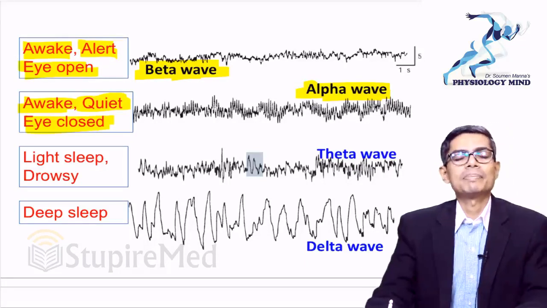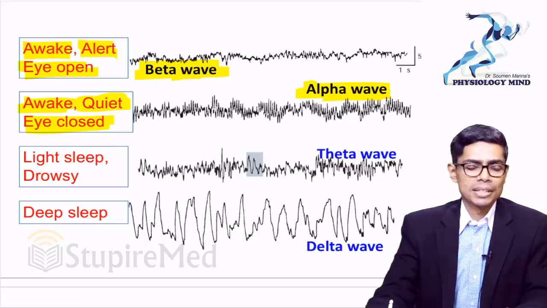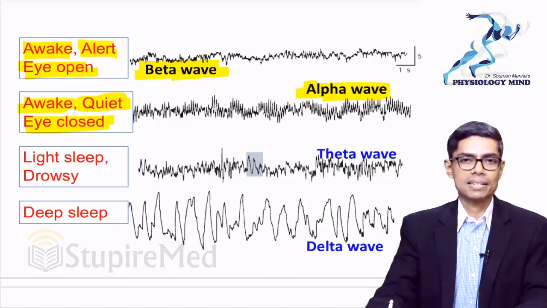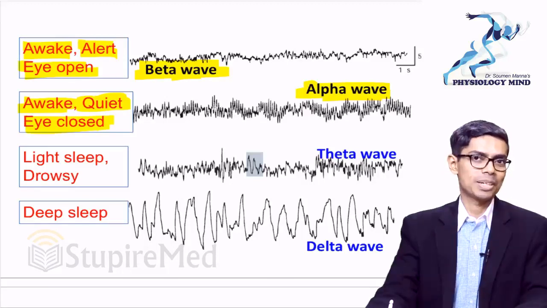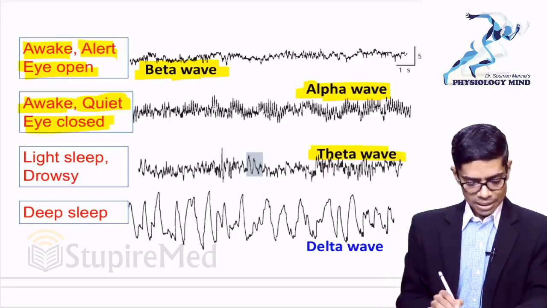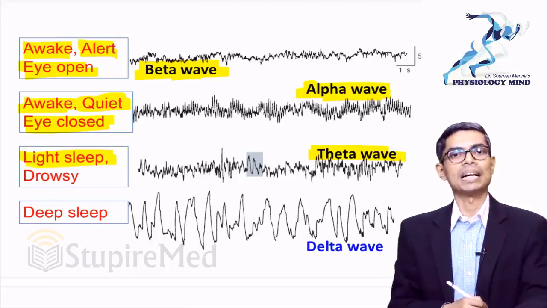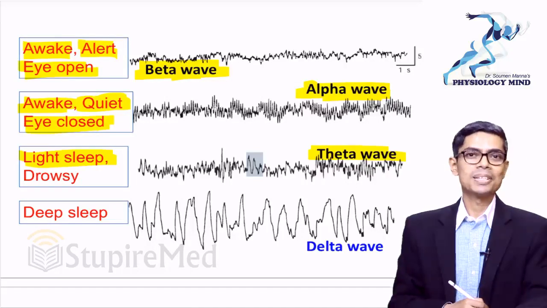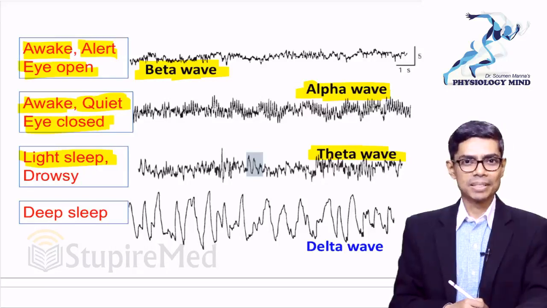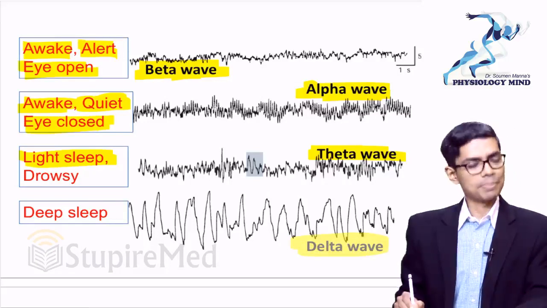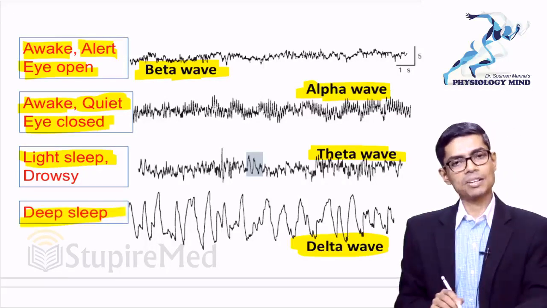Then after some time, your mind is wandering. Now you are feeling drowsy, you are entering into a light sleep mode. What wave are you going to get? You are going to get the theta wave. So this is light sleep, theta wave. And then after some time, you are not able to hold your posture on the chair. You are entering into deep sleep, and you are going to get the delta wave. So this is deep sleep. So try to remember like this.